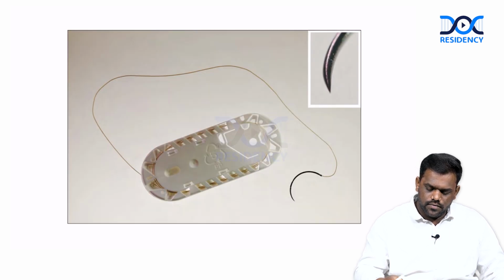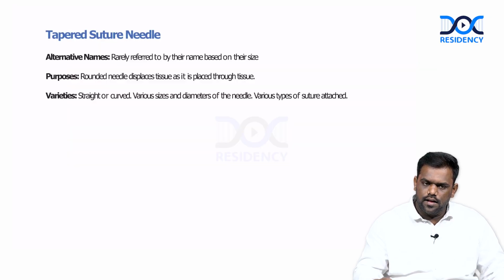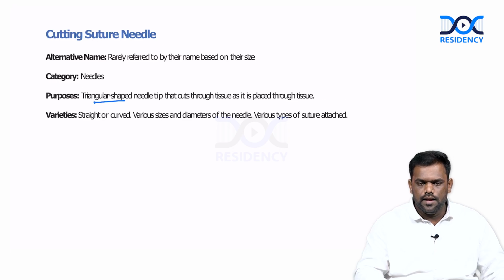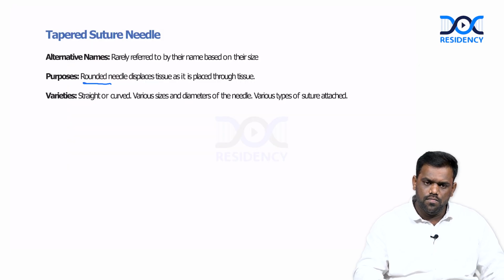And this one is a blunt, tapered suture needle. You can also call it a round body needle. It is a rounded needle. It displaces, so it passes through the tissue. Cutting needle and round body needle.